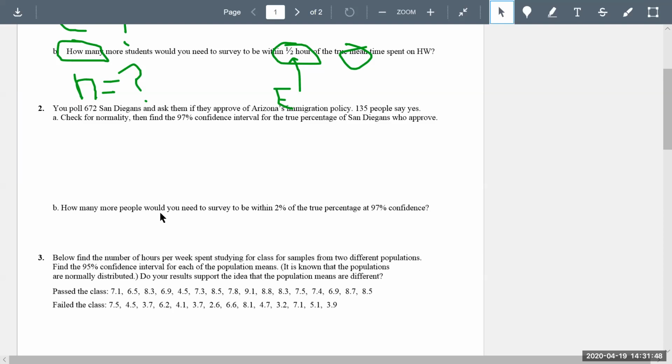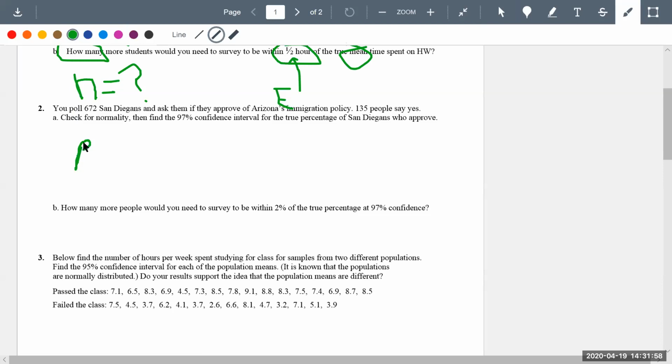Let me see. This one asks for a true percentage, a confidence interval for the percentage. So you're going to need p hat, you're going to need q hat, all that kind of stuff. You really should check np hat and nq hat, right? They both have to be bigger than or equal to 5. You got to check those.